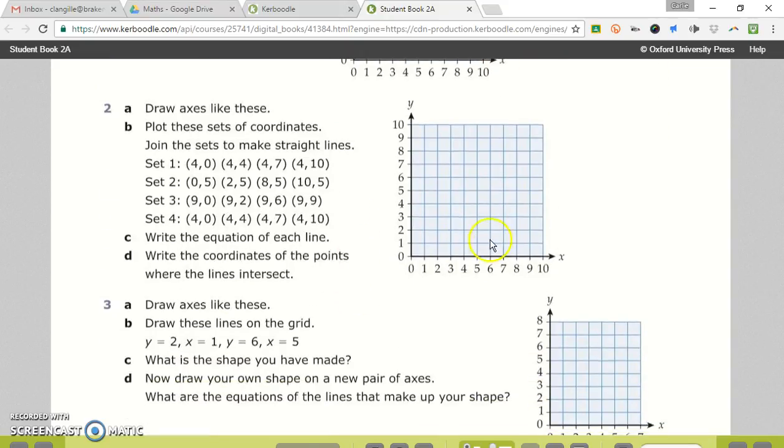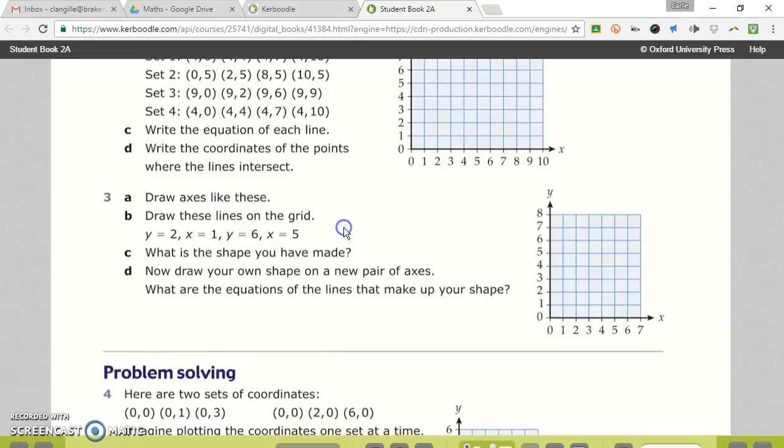Then what you're going to do is question 2 in your books. So you're going to copy in your graph axes, and then you're going to plot each one of these points, and I want you to draw them out in a different color so that each line is a different color. So set 1 will be one line, set 2 will be another color, set 3 will be another color, and set 4 will be another color. Okay? And you do not need to worry about question 3.